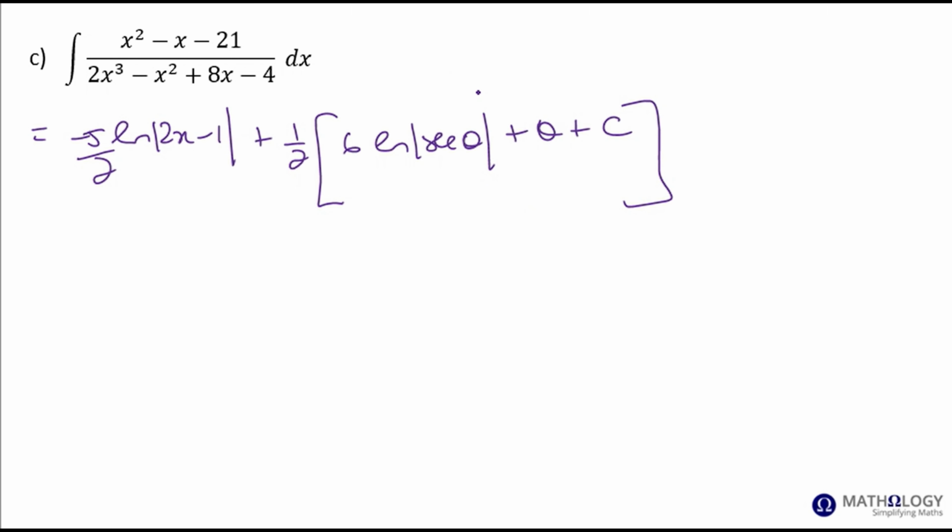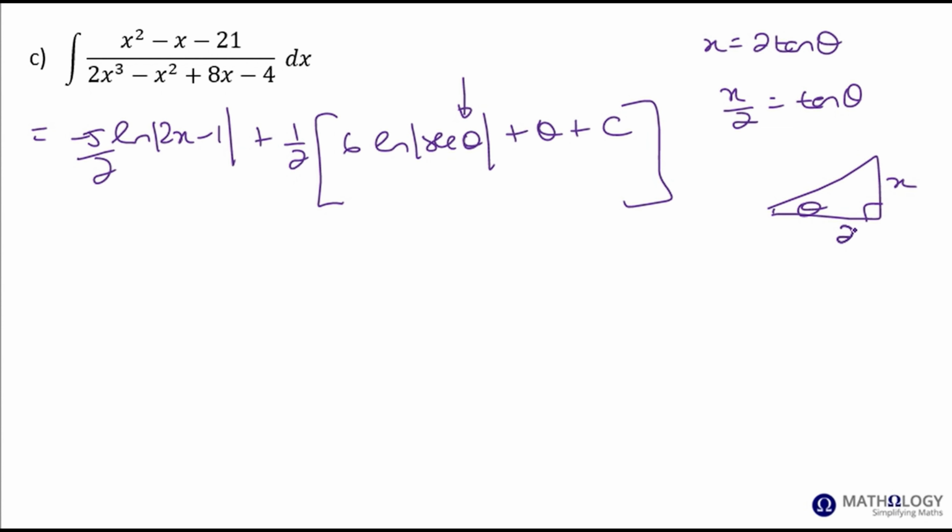And now I have to express theta in terms of x. Recall that we let x equal 2 tan theta. So in other words, x over 2 equals tan theta. We draw a right angle triangle now, angle theta. X is the opposite side, 2 is the adjacent side. So our hypotenuse will then be the square root of 2 squared plus x squared. So we'll have root 4 plus x squared rather.